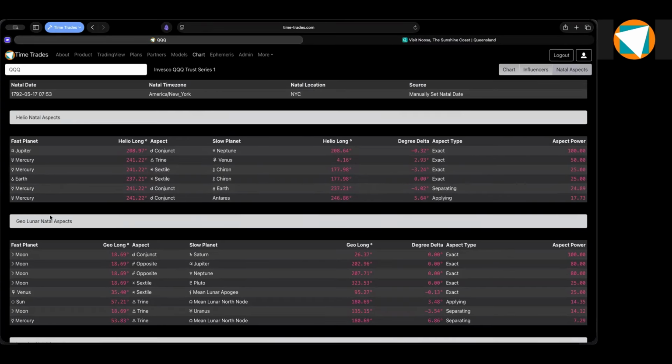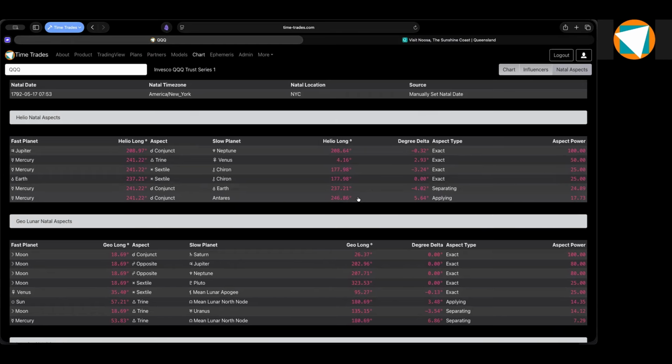Now, I'm going to show you an example of what I mean by that. Here for QQQ, we've got Mercury conjunct Antares. This is the only fixed star conjunction that we have here. It's rare that you'll see more than one. Sometimes you'll see 0, sometimes you'll see 3. But let's take this as an example. Mercury's at 241, Antares at 246, rounded up to 247.